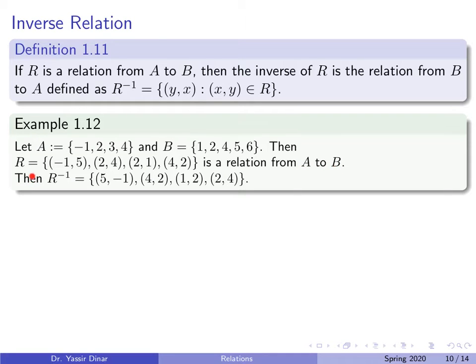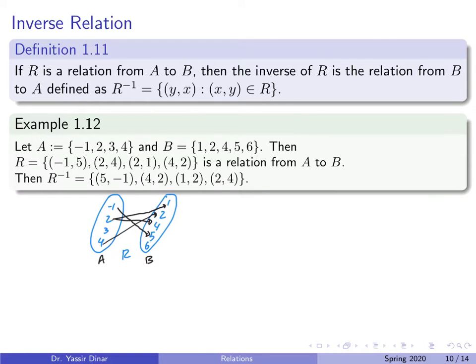So the inverse of this relation will be denoted by R inverse. I just swap the first coordinate with the second coordinate. So here we have (minus 1, 5). In R inverse it will be (5, minus 1). And similarly, we will get (4, 2), (1, 2), and (2, 4).